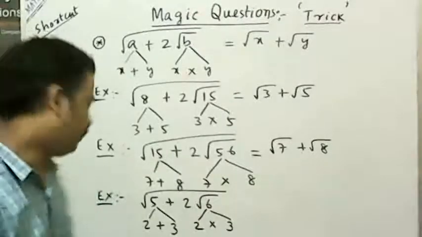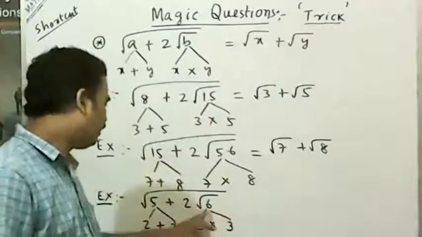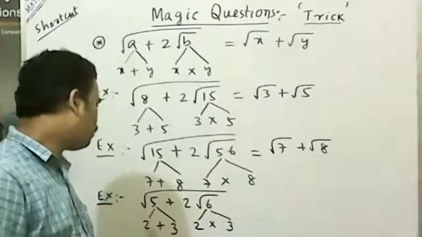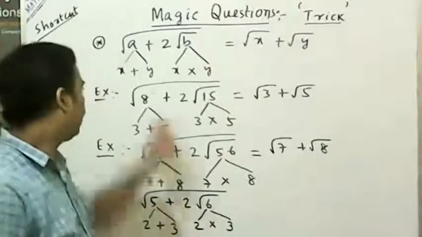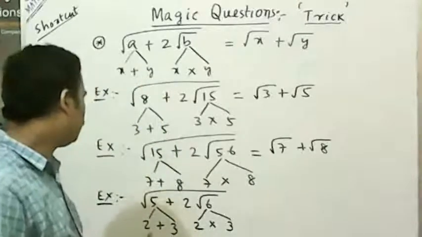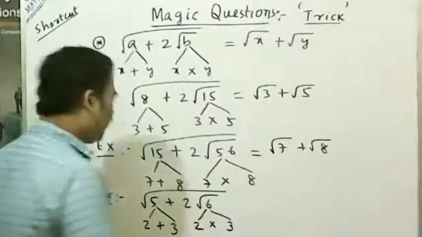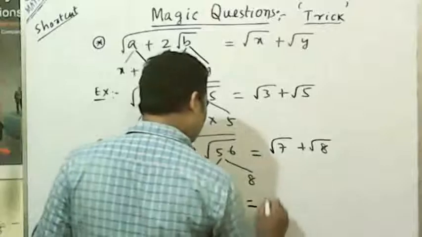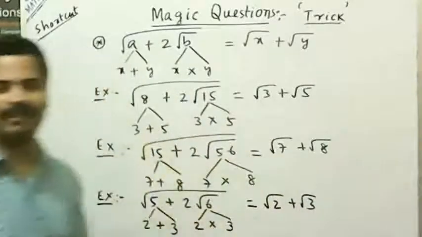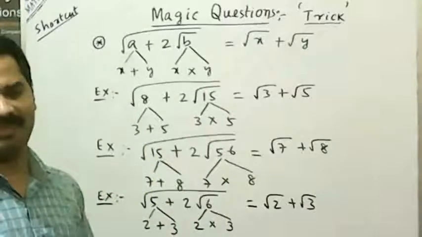Take also 5 plus 2 root 6. 6 means 2 into 3 and 5 means 2 plus 3. According to this formula, x is equal to 2, y is equal to 3. So the value comes, that is equal to √2 plus √3. Just like that, very interesting.